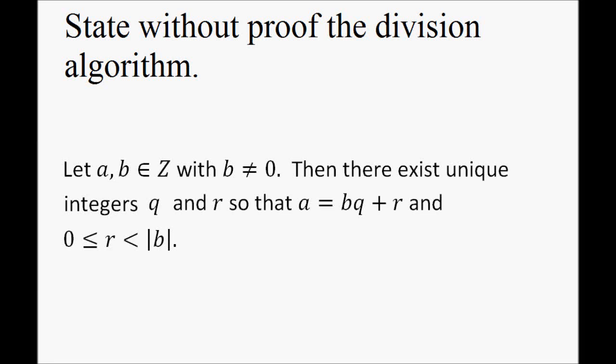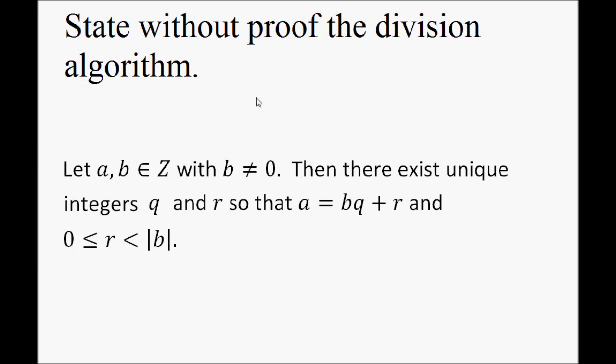State without proof the division algorithm. Let a and b be integers, where b is not equal to 0. Notice that a and b can be positive and negative, and a can be equal to 0. Then there exist unique integers q and r, so that a is equal to bq plus r, and r is between 0 and the absolute value of b. r could be equal to 0, but r must be less than the absolute value of b. Okay, so this is the statement of the division algorithm.